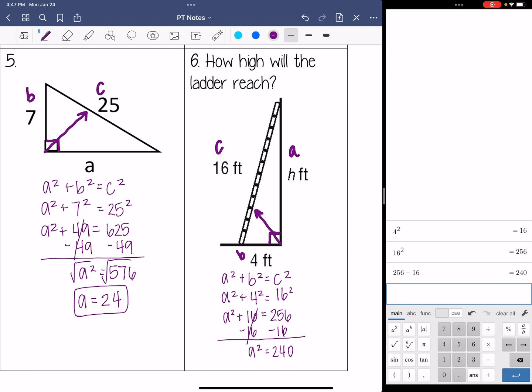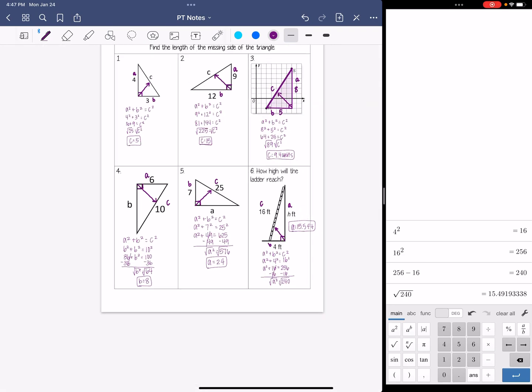Now, my last step again is to take the square root on both sides. Taking the square root of 240, we get 15.49. But we're going to go ahead and round this to the tenths place, so that 9 is actually going to round the 4 up. So here, A equals 15.5 feet. And that is your notes going over the Pythagorean theorem.